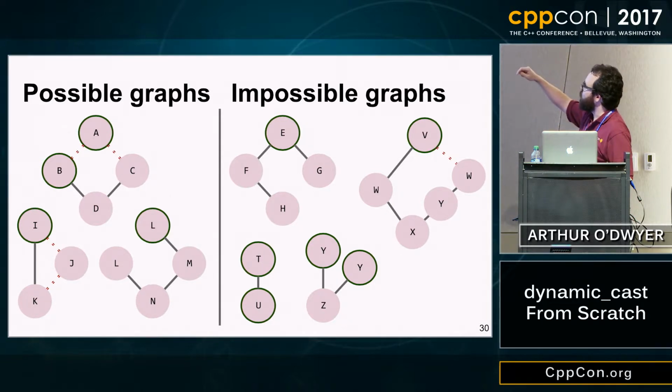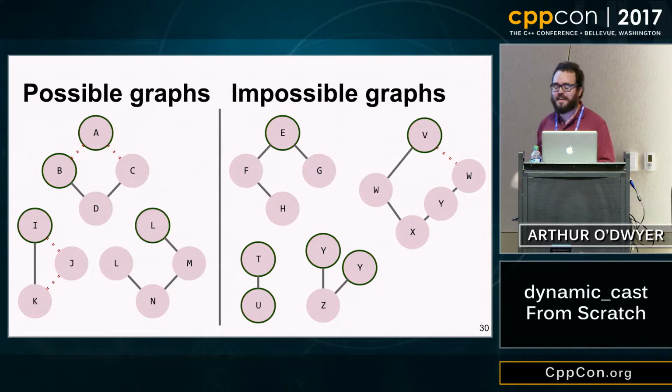And then this last one is a little more subtle here. We have X inherits from W and Y, Y inherits from W, W inherits from V. But in one case, W inherits from V publicly, in the other case, W inherits from V privately. But W is a class. Like it has to either inherit publicly or privately. It can't do both. That's not a thing. So that's also an impossible graph.